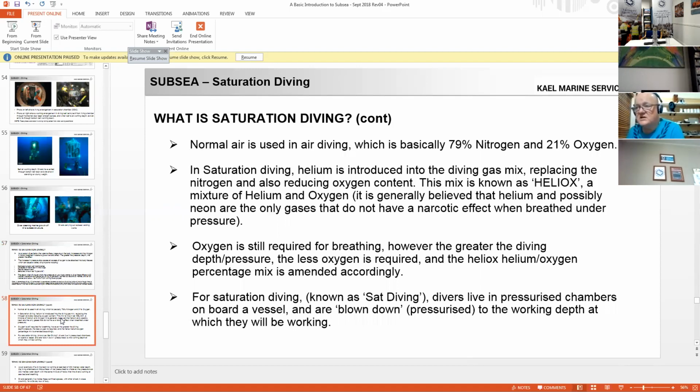Oxygen is still required for breathing. However, the greater the diving depth and the pressure, the less oxygen the body requires, and the helium and oxygen heliox percentage mix is amended accordingly.